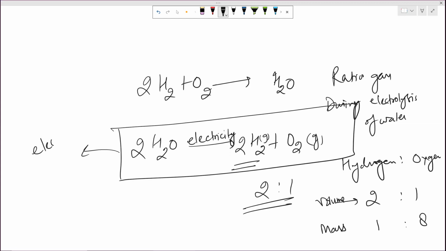Electrolysis means breakdown by electricity, or electro decomposition reaction. Note it down.